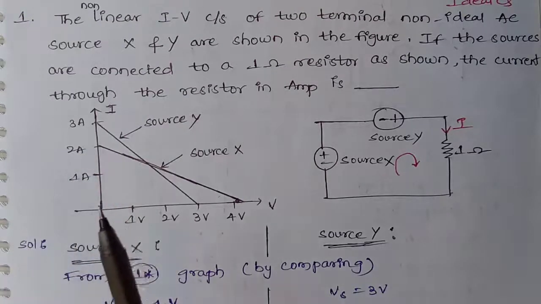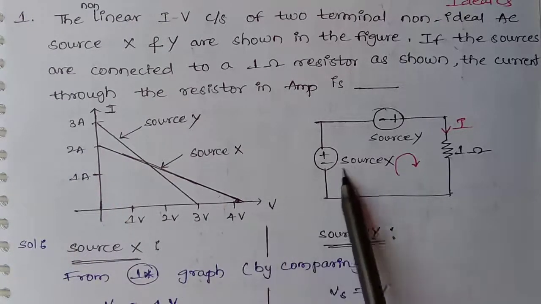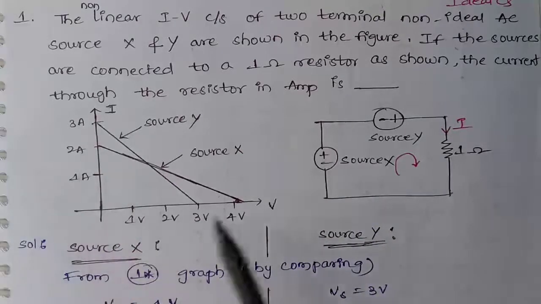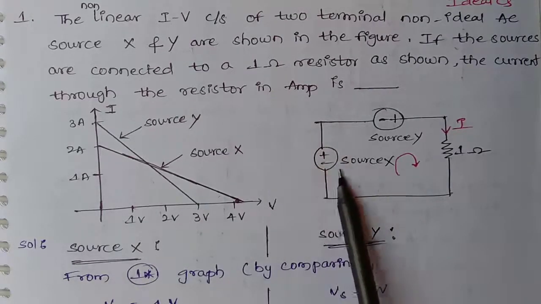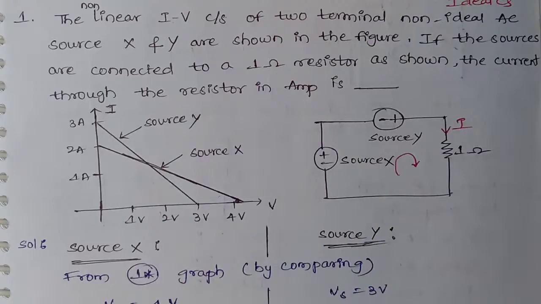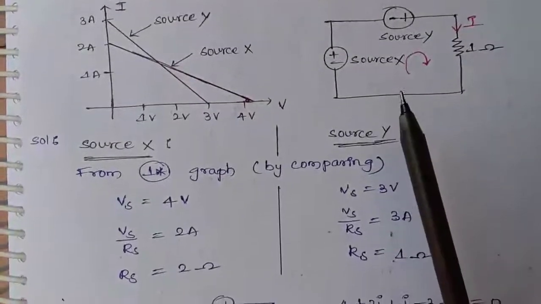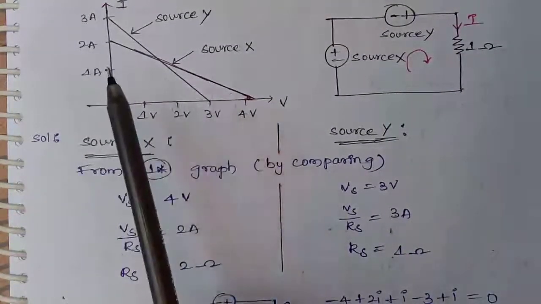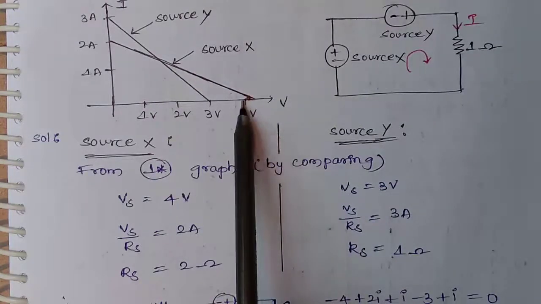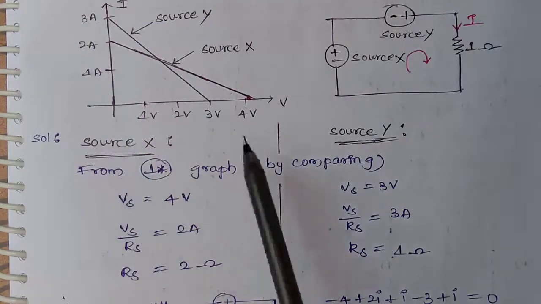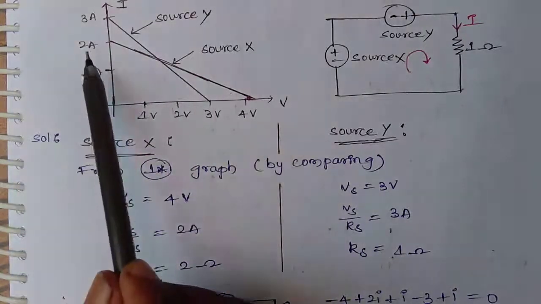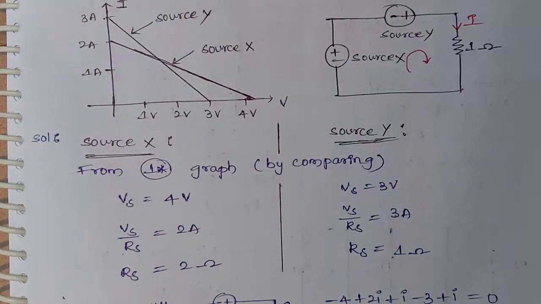Now we got the voltage value of source X. We don't need this 2 amperes current value for the voltage, because we are given a voltage source. So I got the voltage value of source X and I need to find out the resistance value of source X. For that I am doing voltage divided by current. The voltage of source X is 4 volts and the current is 2 amperes. Resistance means voltage divided by current, so 4 divided by 2 will become our internal resistance, that is 2 ohms.